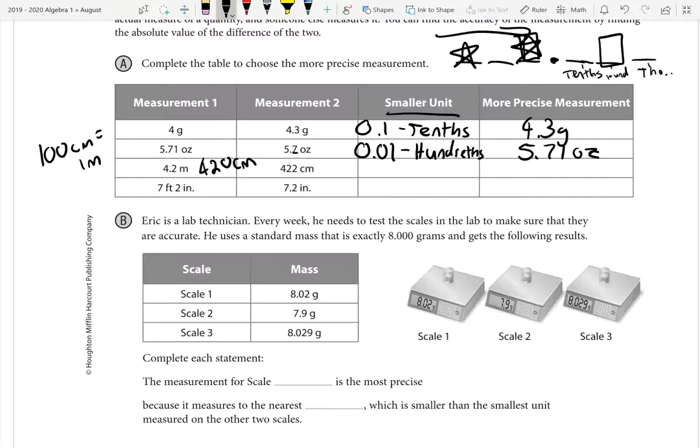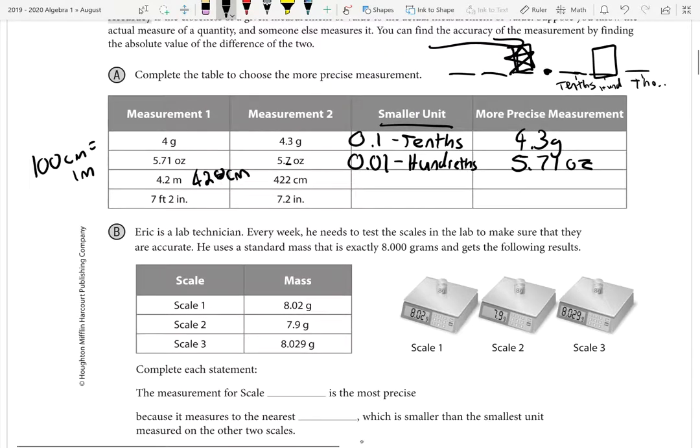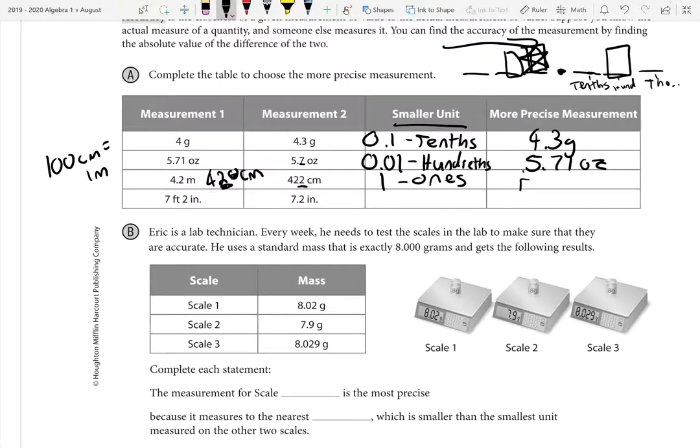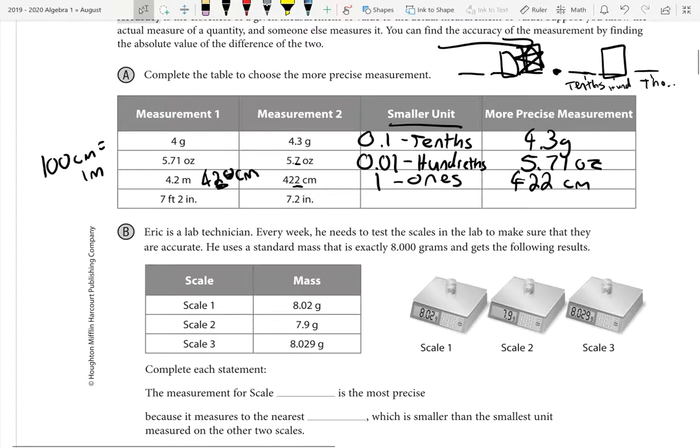Anyway, this one actually goes to the tens place, whereas this one goes a step further and doesn't really round it and goes all the way to that ones place. So the ones place is a little bit more precise here. So that makes the 422 centimeters a bit more precise.